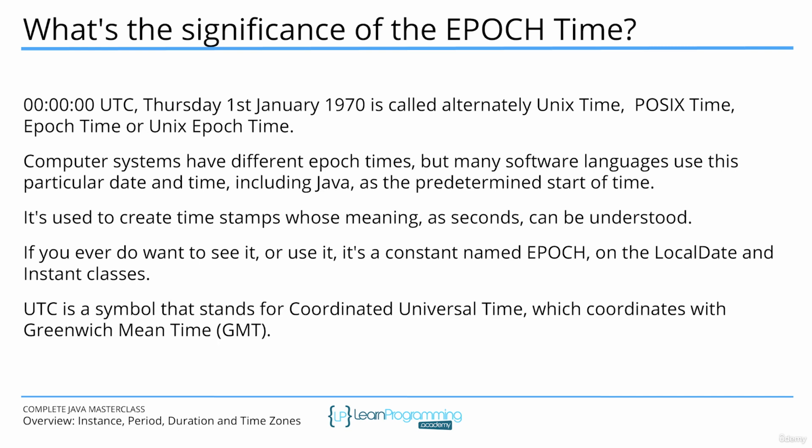UTC is a symbol that stands for Coordinated Universal Time, which coordinates with Greenwich Mean Time, GMT, for those of you that don't know. This will be important when we look at time zones, which I'll be covering very shortly. First, though, let's just quickly look at the Duration and Period classes.